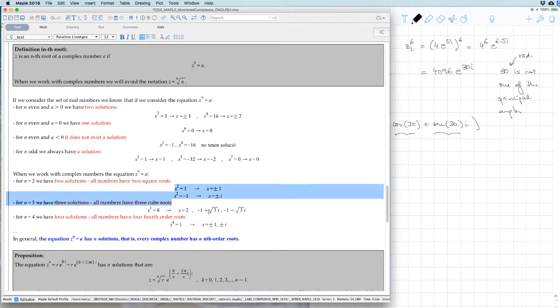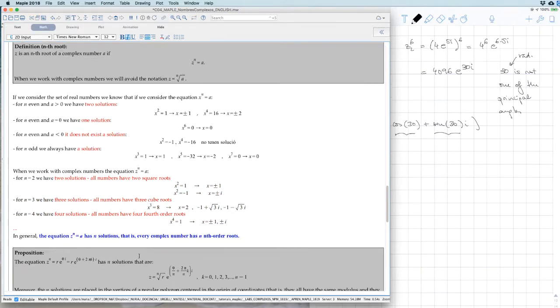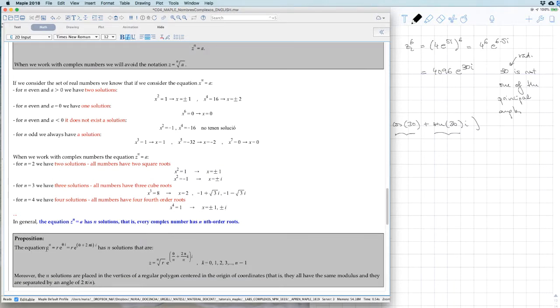Okay? So how do we find these solutions? The important thing is, how are we going to find them? So here you have this proposition. If we have this equation here, z to the power n equal to a, this represents the a as in the previous equation. Remember that any complex number has infinitely many arguments, so we can add as many circle rotations as we want. So this is the same.